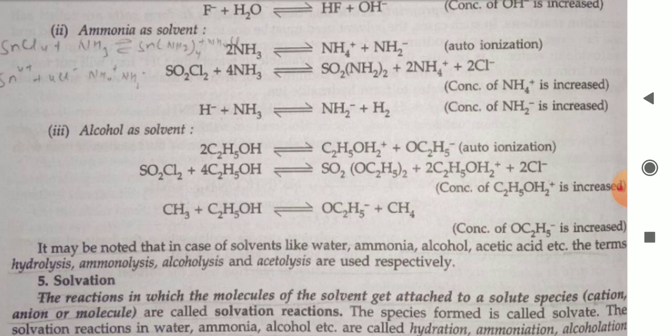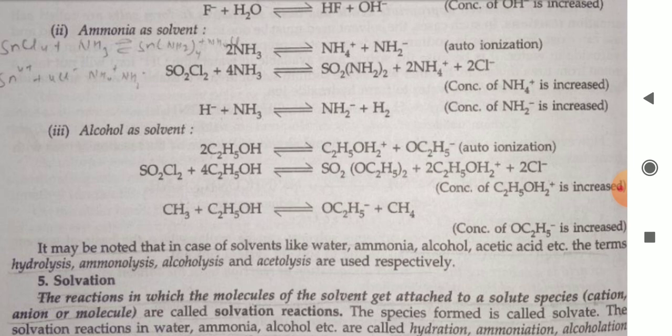Third, alcohol as solvent. 2C2H5OH gives C2H5OH2 positive plus OC2H5 negative as an auto ionization. SO2Cl2 plus ethanol gives SO2(OC2H5)2 plus 2C2H5OH2 positive plus 2Cl negative. CH3 negative plus C2H5OH gives OC2H5 negative plus CH4. It may be noted that in the case of solvents like water, ammonia, alcohol, and acetic acid, the terms hydrolysis, ammonolysis, alcoholysis, and acetolysis are used respectively.